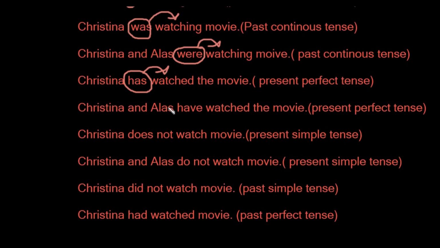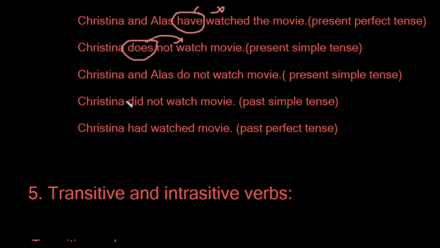Another one we have, Christina and Alice have watched the movie. Christina and Alice are plural nouns, so that's why we will use have. Have is used with Christina and Alice, and it is the helping verb helping the main verb in a sentence to form a tense, which is present perfect tense. Another one we have, Christina does not watch movie. Christina is the subject, does not makes it a negative sentence, and does is a helping verb of present indefinite tense, which is helping watch, the main verb, to make the present simple tense. Another one we have, Christina and Alice do not watch movies. Christina and Alice are plural, and we use do with plurals. So do is a helping verb helping the main verb watch to make a sentence.